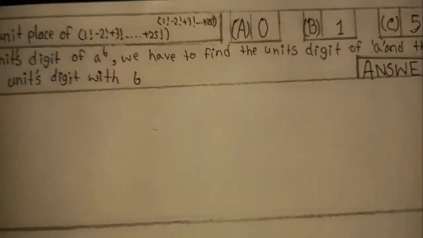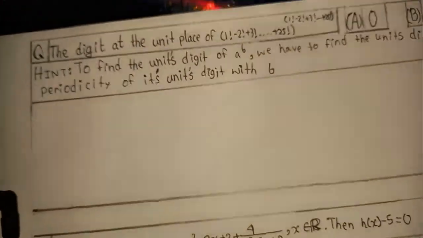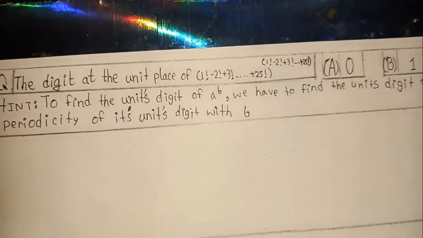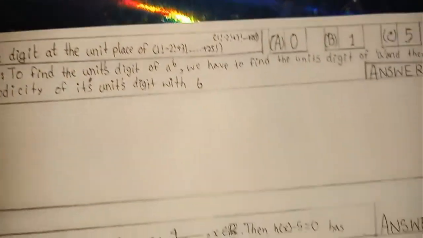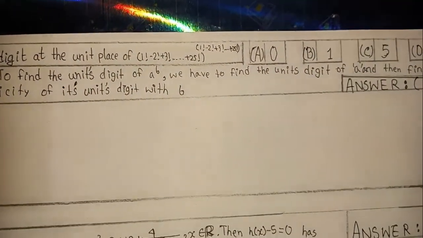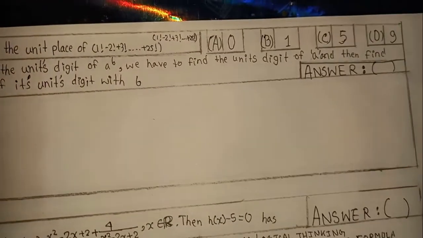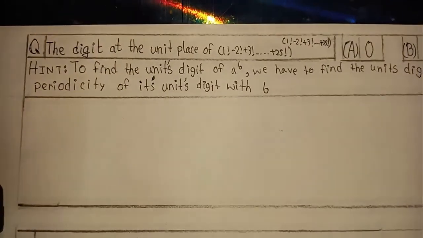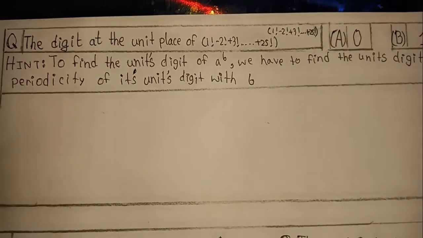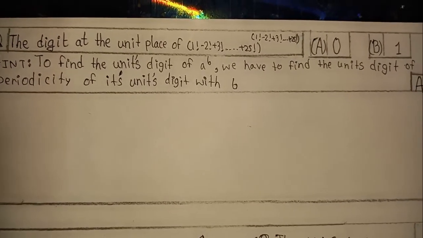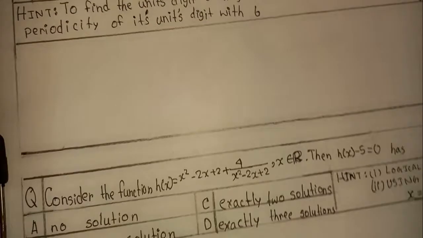Before we solve, let us look at the hints. There is only one hint for this question and it says to find the units digit of a to the power b, we have to find the unit digit of a and then find the periodicity of its unit digit with b. So let us solve.